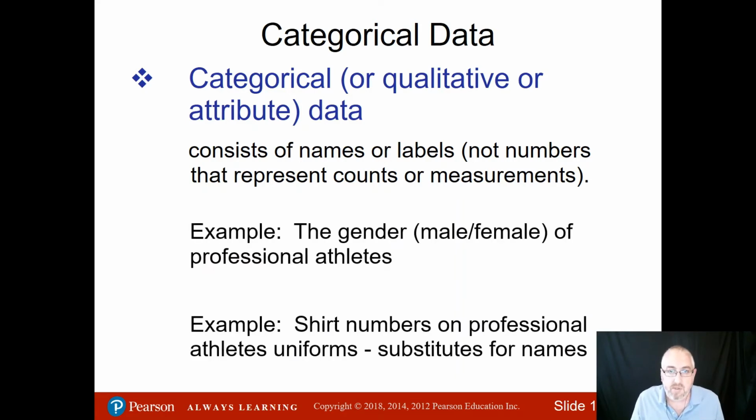A couple of examples: the gender, male or female, of professional athletes, and shirt numbers on professional athlete uniforms, which are substitutes for names. That's a tricky one because if you see numbers, you're thinking quantitative data. But because it's a shirt number, really the shirt number is a substitute for the name of the player. You really can't do anything with it. It's not measuring anything, those numbers. That's the key. If it doesn't measure something, then chances are it's not quantitative, it's qualitative. So that's definitely something to be careful about.